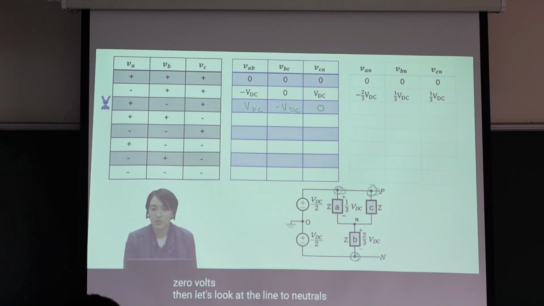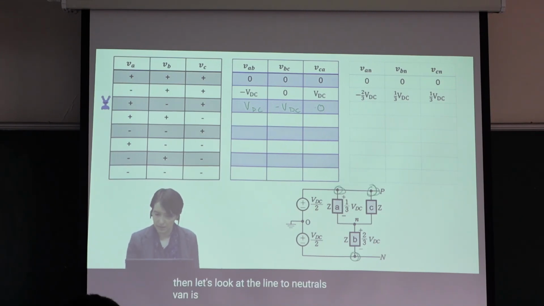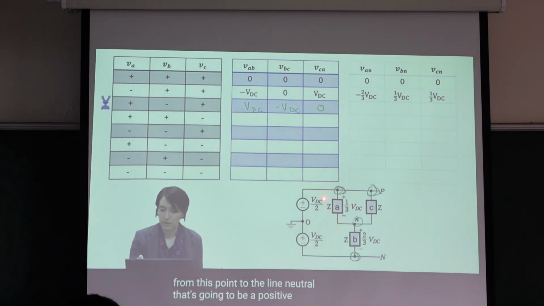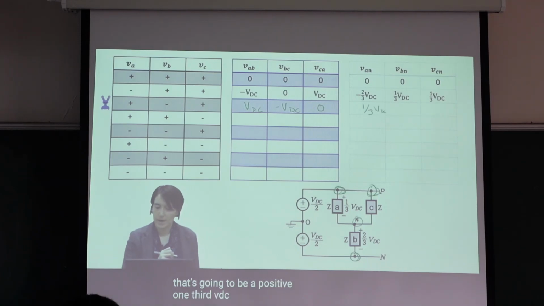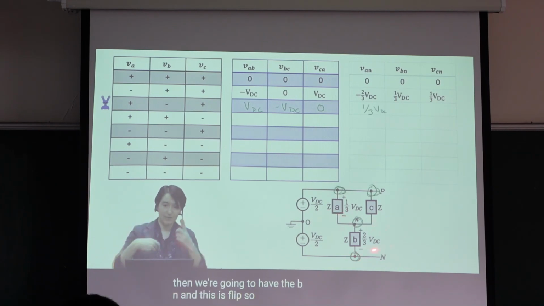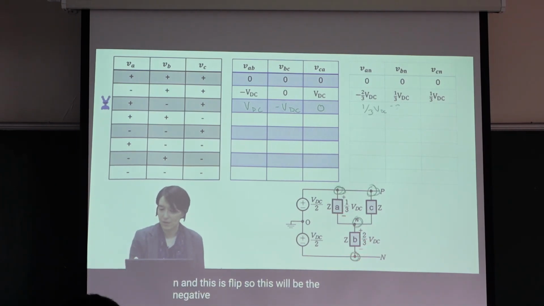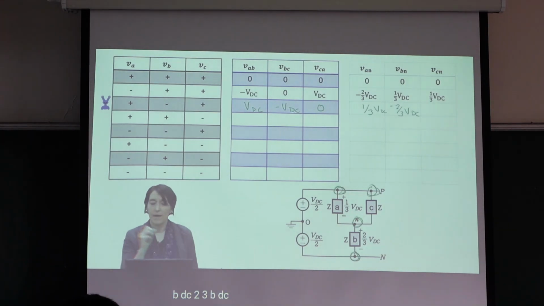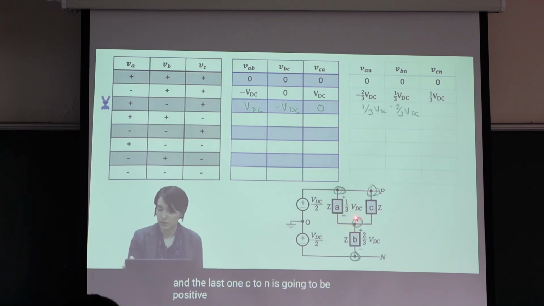Then let's look at the line to neutrals. VAN is from this point to the line neutral. That's going to be positive 1/3 VDC. Then we're going to have VBN, and this is negative. It's going to be the negative 2/3 VDC. And the last one, C to N, is going to be positive 1/3 VDC.